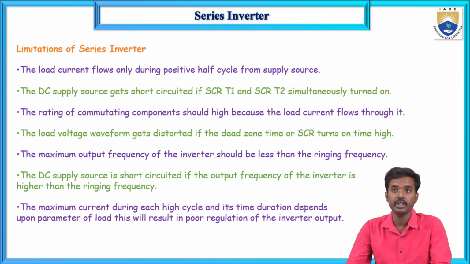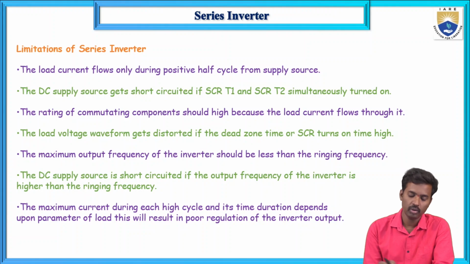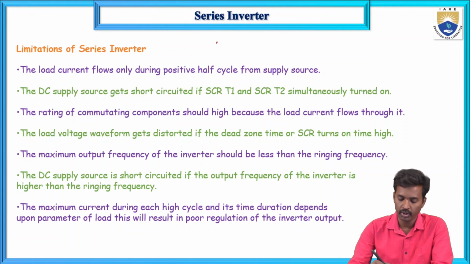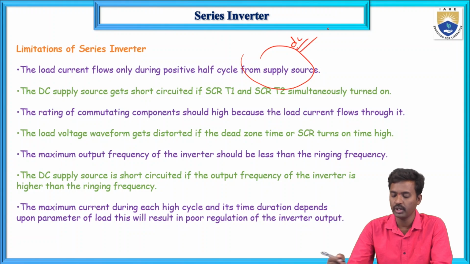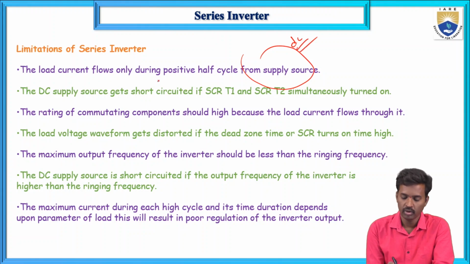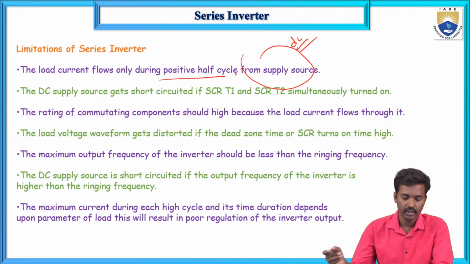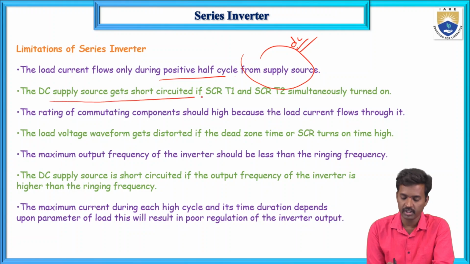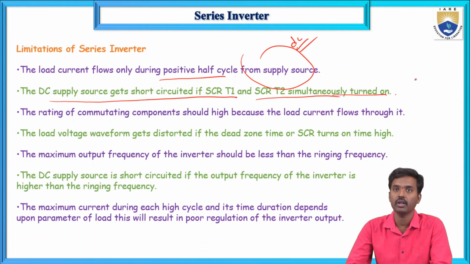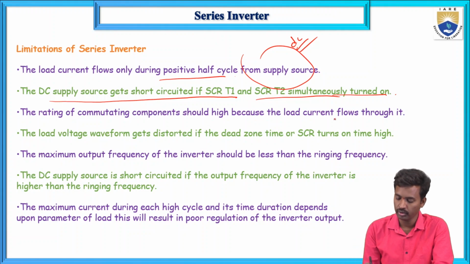What are the limitations? The load current flows during the positive half cycle from the DC supply only. In this case the DC supply gets short circuited, because T1 and T2 turn on simultaneously. And the rating of the commutating components, that means L and C, should be high just because the load current flows through them.